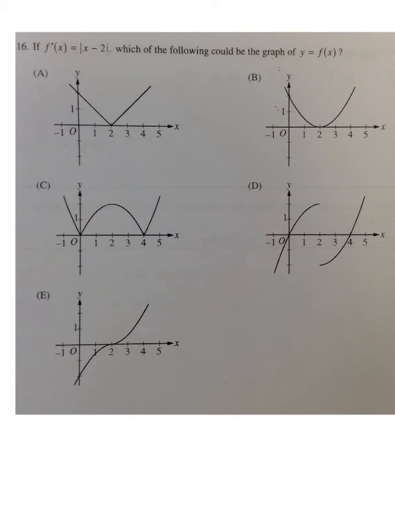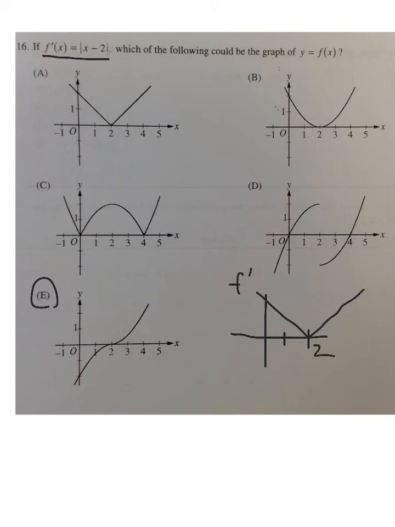Okay, so the answer for 16 is choice E. Now if you look, they gave you the equation of the derivative. Remember with an absolute value, and especially if the number is inside parentheses, we've got a horizontal shift in the opposite direction of the sign. So this is my picture for f prime.